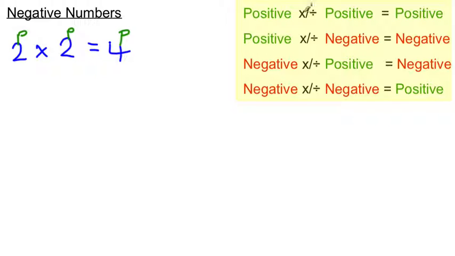The same can be said when we have two positives and we're dividing. So if we were to do 2 divided by 2, we know that that equals 1. So what you have there is a positive divided by a positive equals a positive number. So those two rules, those two examples, go with that first one.